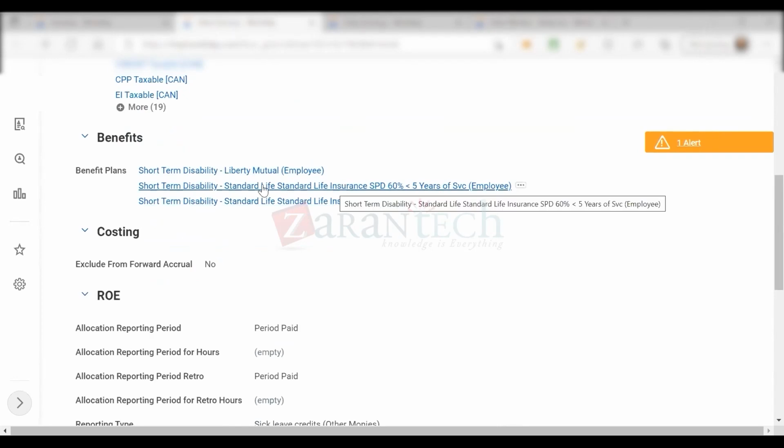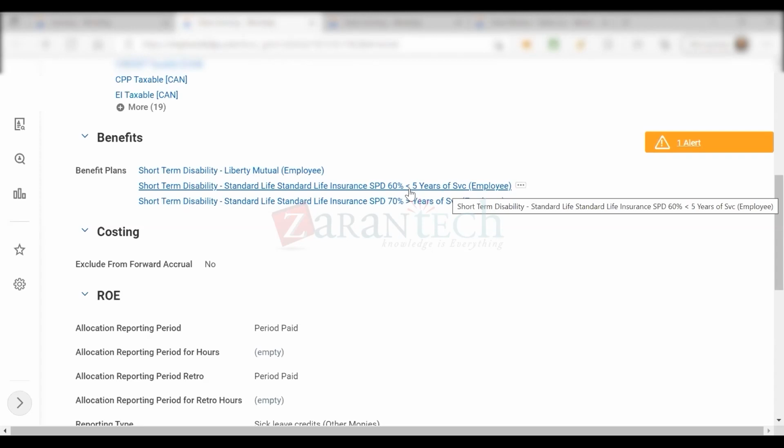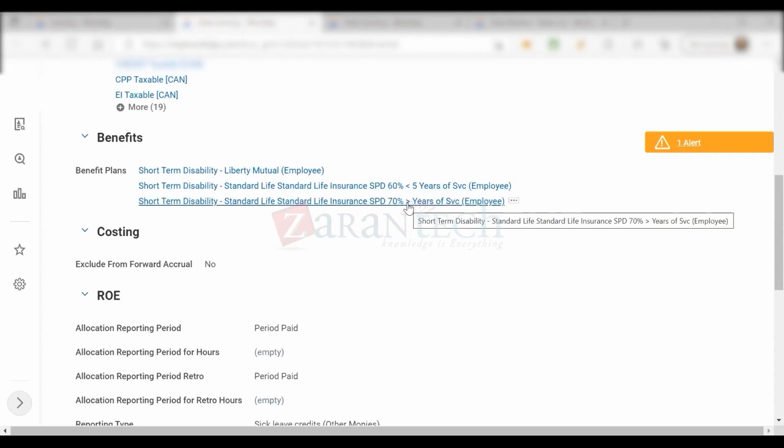Now, here you can see short-term disability. There are two types of short-term disability. One is saying pay at 60%. Another one is saying pay at 70%. And what is my criteria? If my year of service is less than 5, an employee having a short-term disability will get paid 60% of their salary. But if my year of service is more than 5, then they are eligible to get 70% of their base salary.